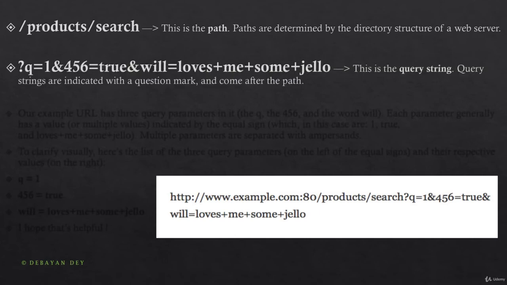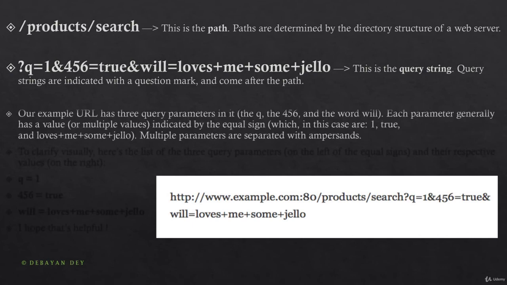?q=1&456=true&will=loves+me+some+jello. This is the query string. Query strings are indicated with a question mark and come after the path. So, our example URL has three query parameters: the q, the 456 and the word will.